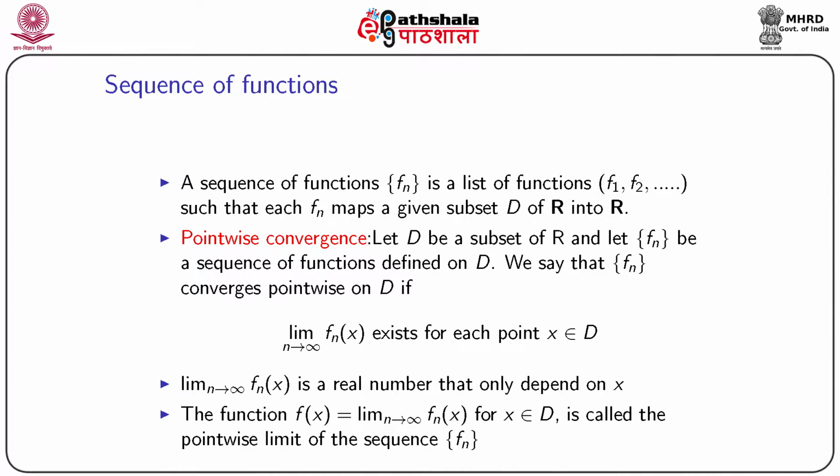Let D be a subset of R, the real line, and let fn be a sequence of functions defined on this D. We say fn converges pointwise on D if the limit as n tends to infinity of fn(x) exists for each point x belonging to D. Now the limit as n tends to infinity of fn(x) is a real number that only depends on x. The function f(x), which is the limit as n tends to infinity of fn(x), is called the pointwise limit of the sequence fn. So the limit of the sequence fn will be denoted by f(x).